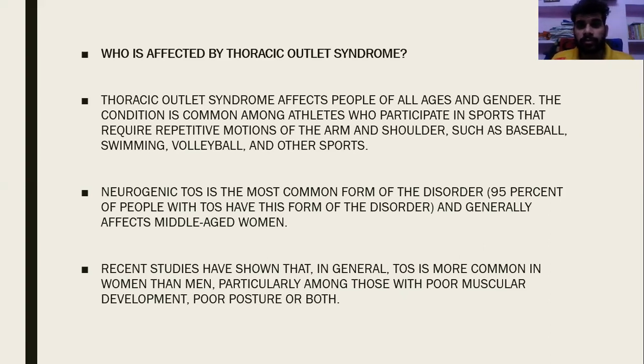Neurogenic TOS is the most common form of the disorder. Basically, TOS is characterized in three forms. First is neurogenic TOS, second is arterial TOS, and third is venous TOS. 95% occur as neurogenic TOS. In neurogenic TOS, the nerve bundles, bony particles, and muscles are compressed.